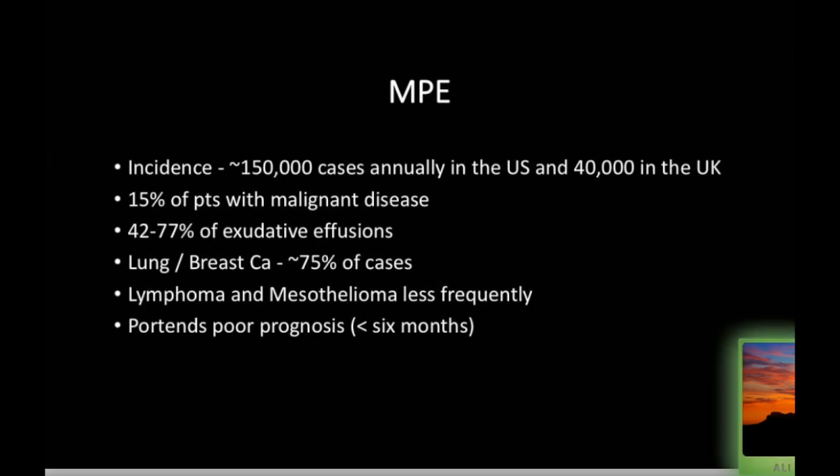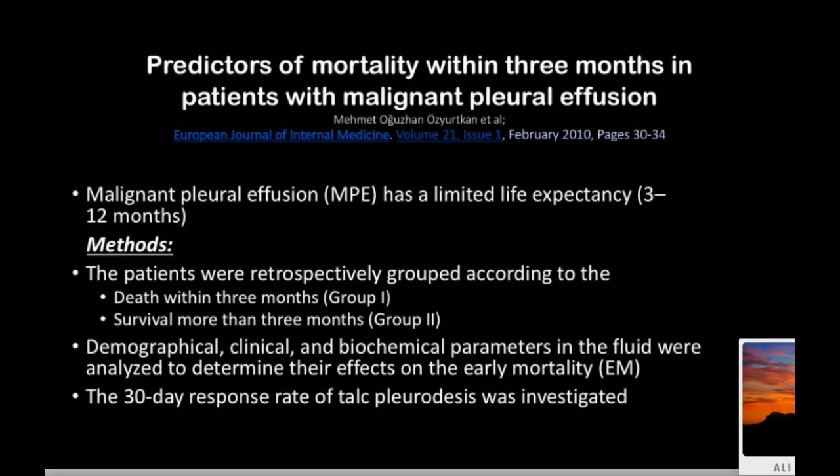In terms of lung and breast cancer, they are the most common offenders when it comes to malignant pleural effusion. 75% of all the malignant pleural effusions are due to these two malignancies. And then lymphomas and mesotheliomas are the other ones. Now, why is it so important to know that you're dealing with malignant pleural effusion, especially in a patient who has potentially a proven lung cancer? Because these patients have really poor prognosis. It really changes your entire strategy of management.